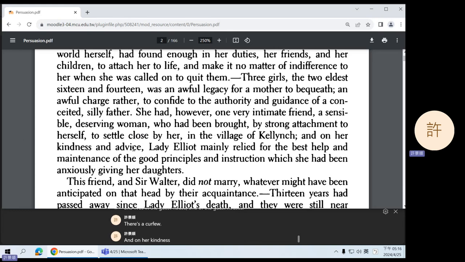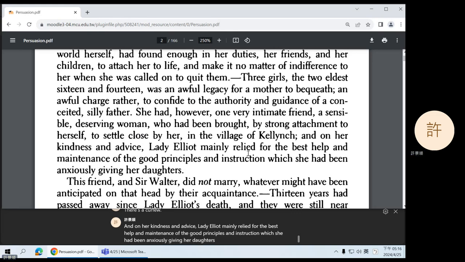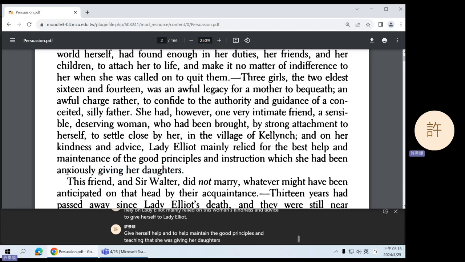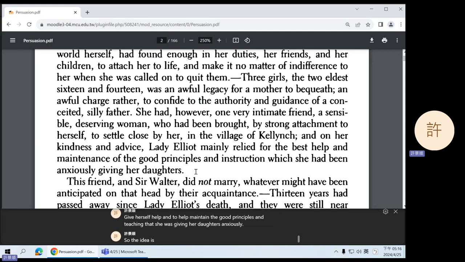And on her kindness and advice, Lady Elliot mainly relied for the best help and maintenance of the good principles and instruction which she had been anxiously giving her daughters. Rely on. Lady Elliot mainly relied on this woman's kindness and advice to help maintain the good principles and teaching that she was giving her daughters anxiously. So the idea is Lady Elliot knows that Sir Walter is undependable. So when she was raising her daughters, she often relied on this friend for kindness and advice to make sure that she was raising her daughters with good principles and instruction.